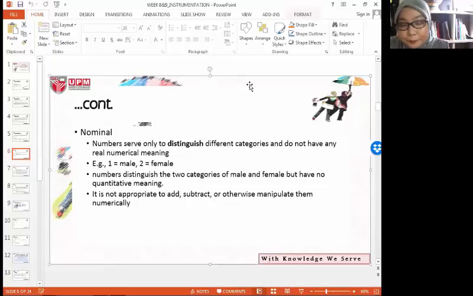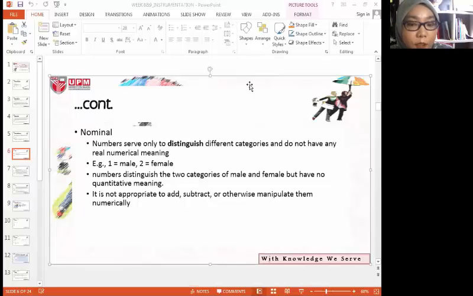So what is nominal? Nominal reflects numbers that serve only to distinguish different categories and do not have any real numerical meaning. So it means that in this world there are certain variables that we cannot quantify, but we can use numbers to represent groups. In this context the number does not carry numerical meaning. We only use the number to represent a group, to represent a category.